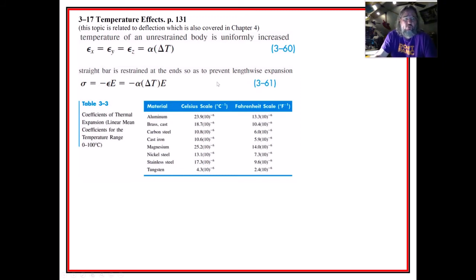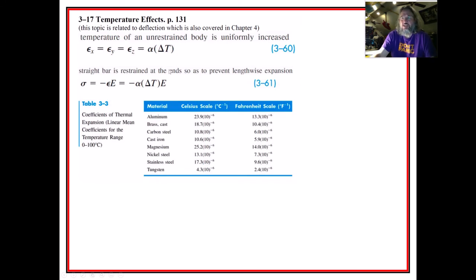But the equation that they present here is that the strain, simple strain, is going to be equal to, and it's going to strain in all three directions, right? It's going to be equal to the coefficient of thermal expansion, alpha, times the delta T.